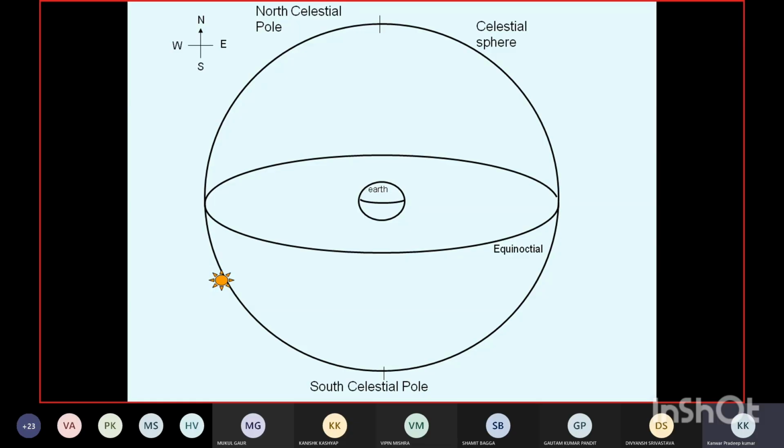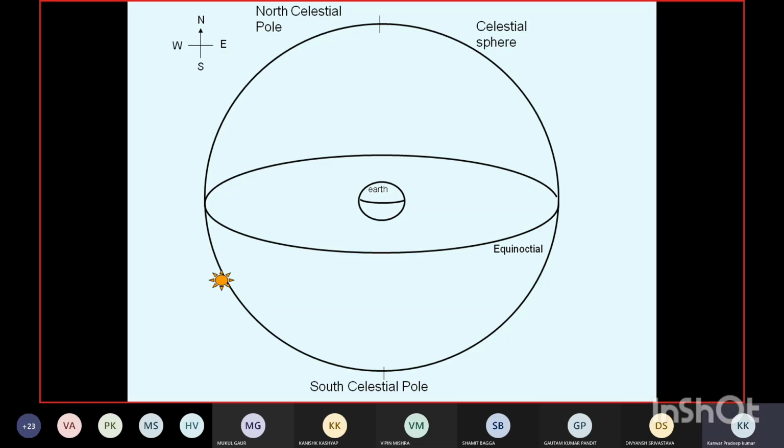So in this case, can anyone tell me what is the position of the sun? Is it rising, setting, north declination, south declination? South declination. Is it setting or? Setting. Very good. So if it were a daily motion, the sun would have risen on the eastern horizon below the equinoctial and set at this point along a parallel to the equinoctial.